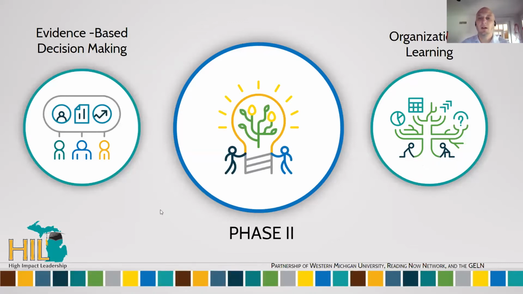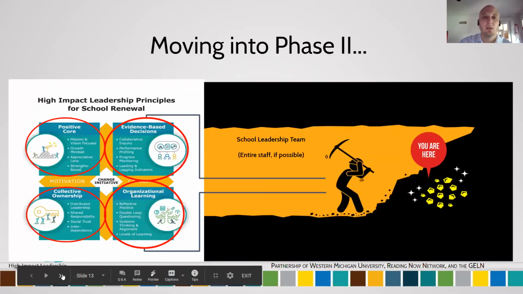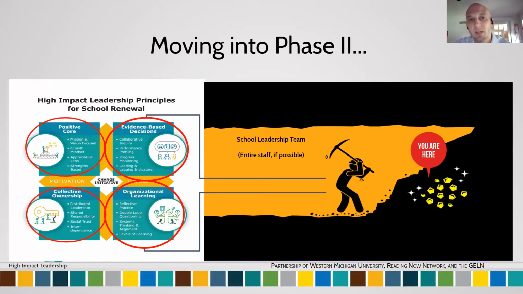So now that we have the positive core and collective ownership in place, we want to focus on evidence-based decision-making and organizational learning. We want to use that data in the evidence-based decision-making principle area to truly impact our organizational learning. What decisions will we make to move forward as an organization? As you can see in this icon, when you saw this the first time, you saw positive core and collective ownership circled. Now we're moving to the right of that, where we're really focusing on those evidence-based decisions and that organizational learning.